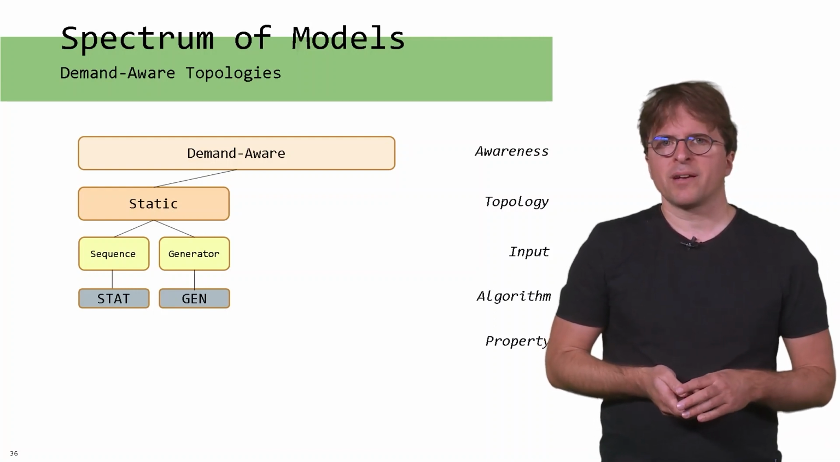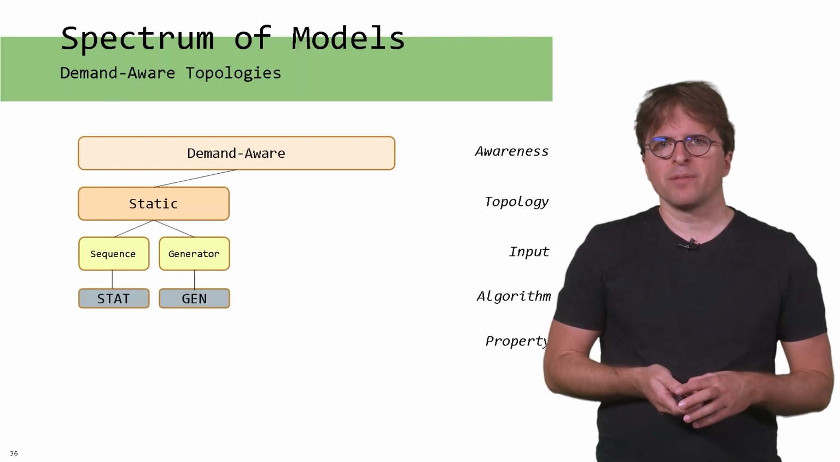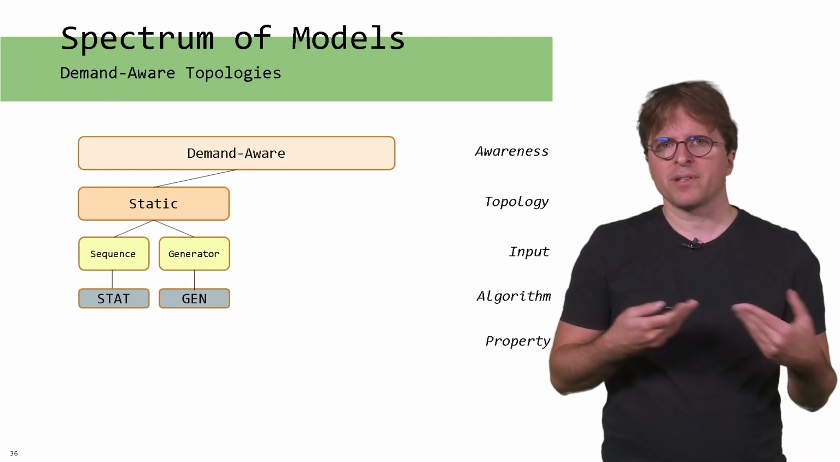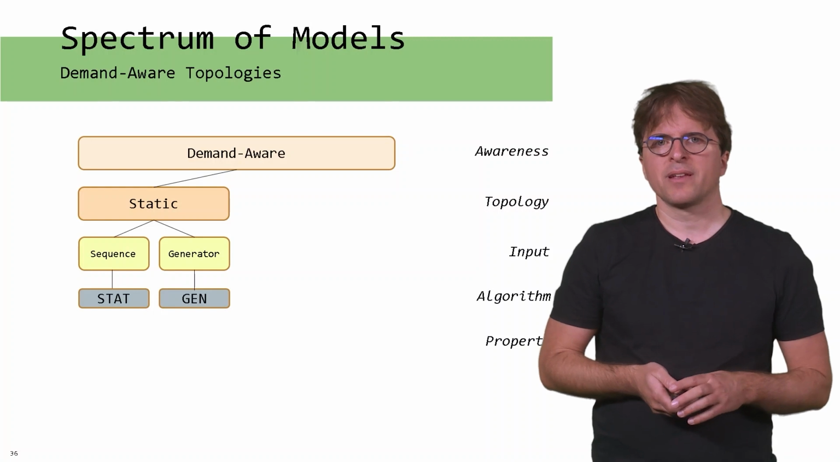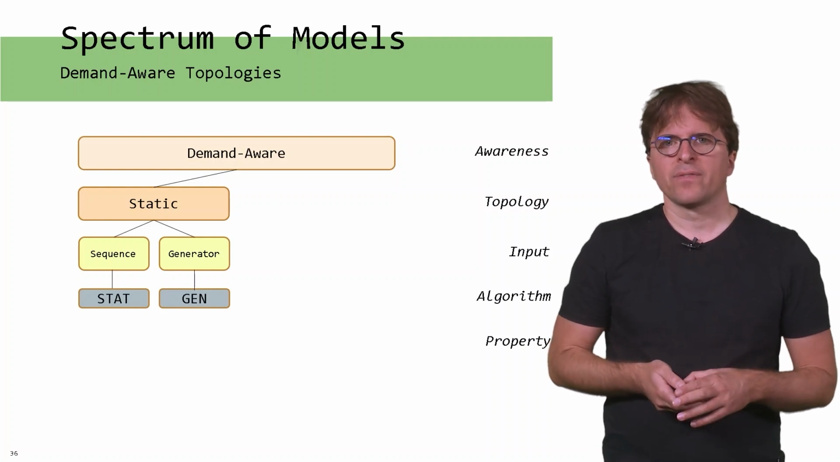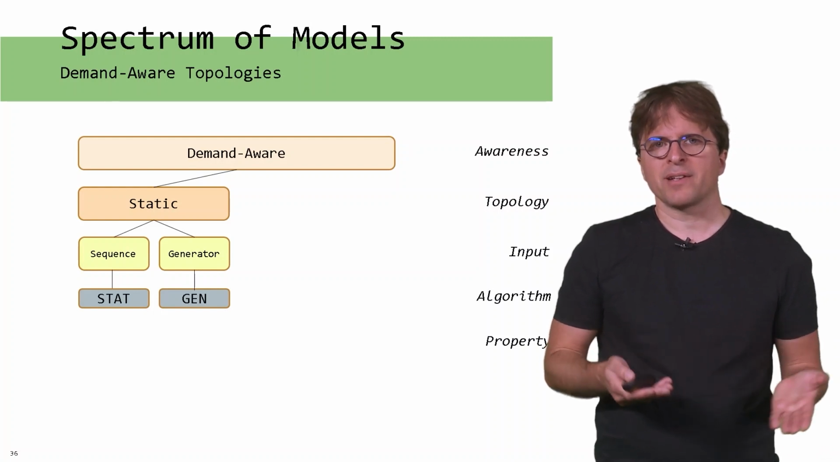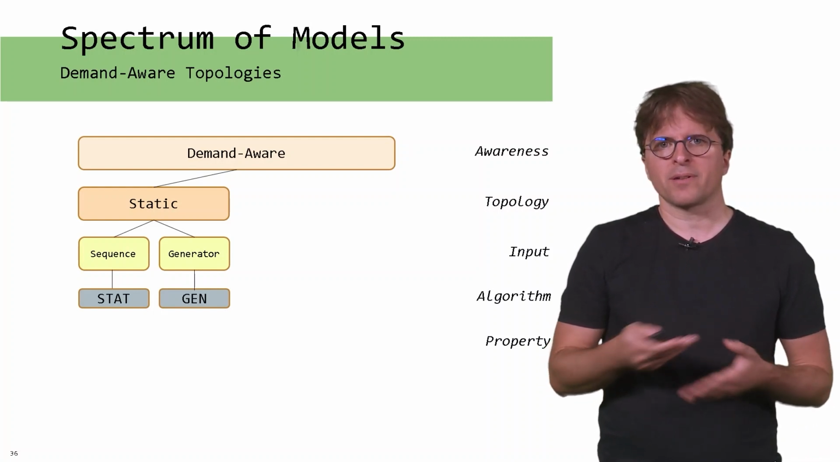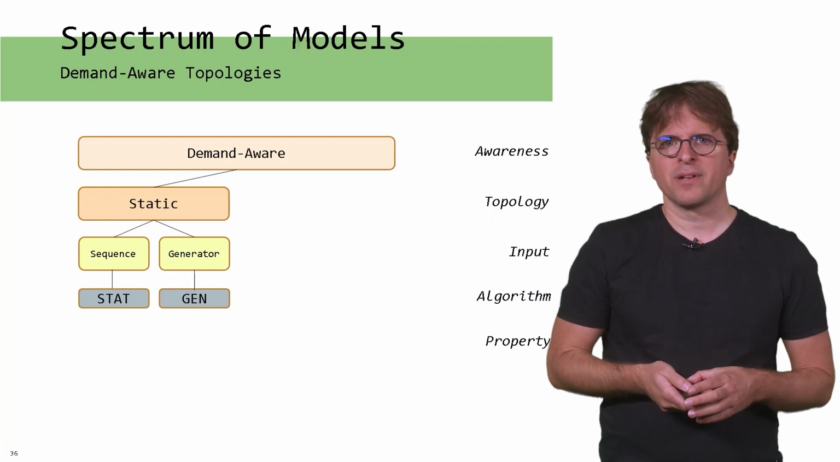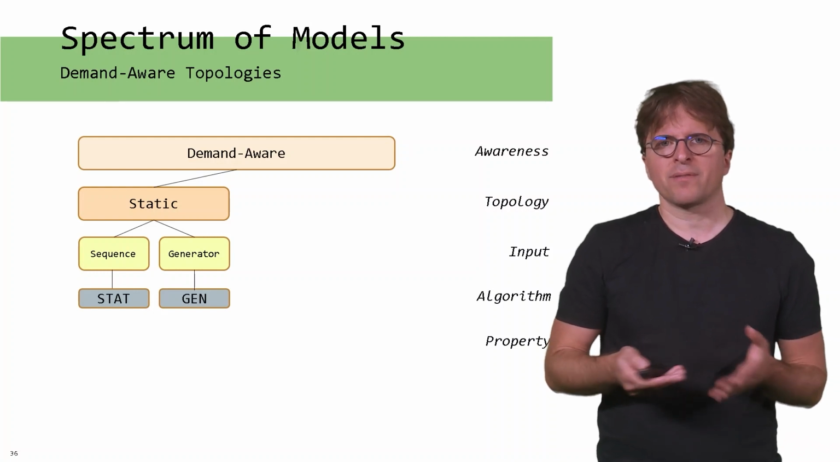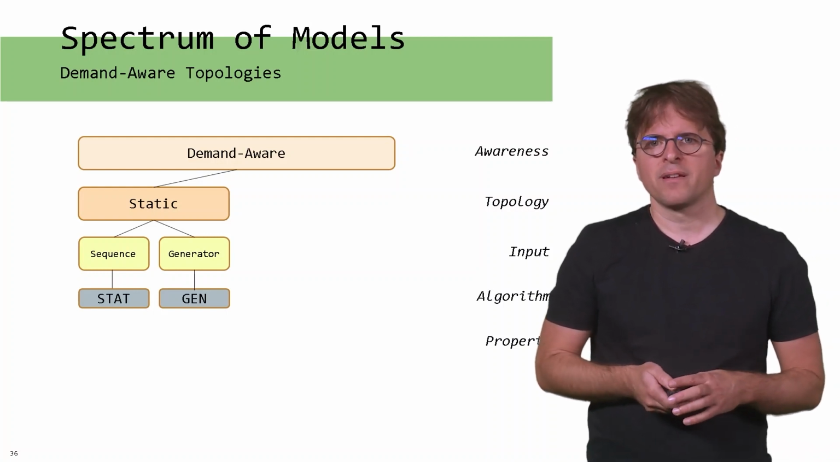Or it could be a generator type of input, like a model where, for example, we sample from a demand matrix in an IID manner. And then we can have algorithms that are like static algorithms optimized to the different models, or an algorithm optimized to a generator model. So then we have a different type of problems.